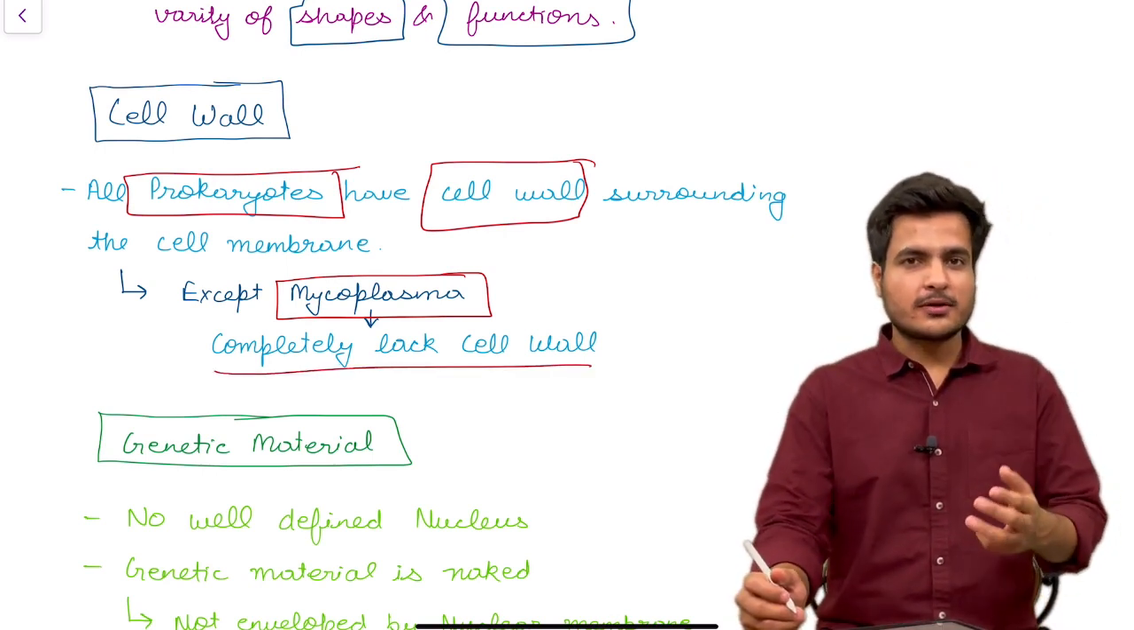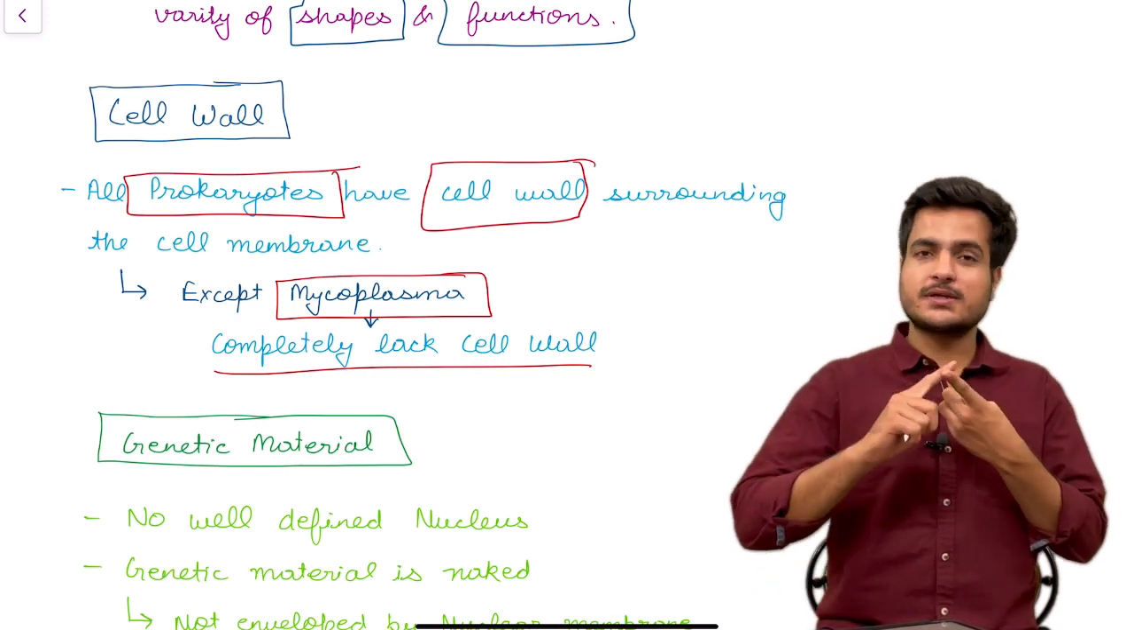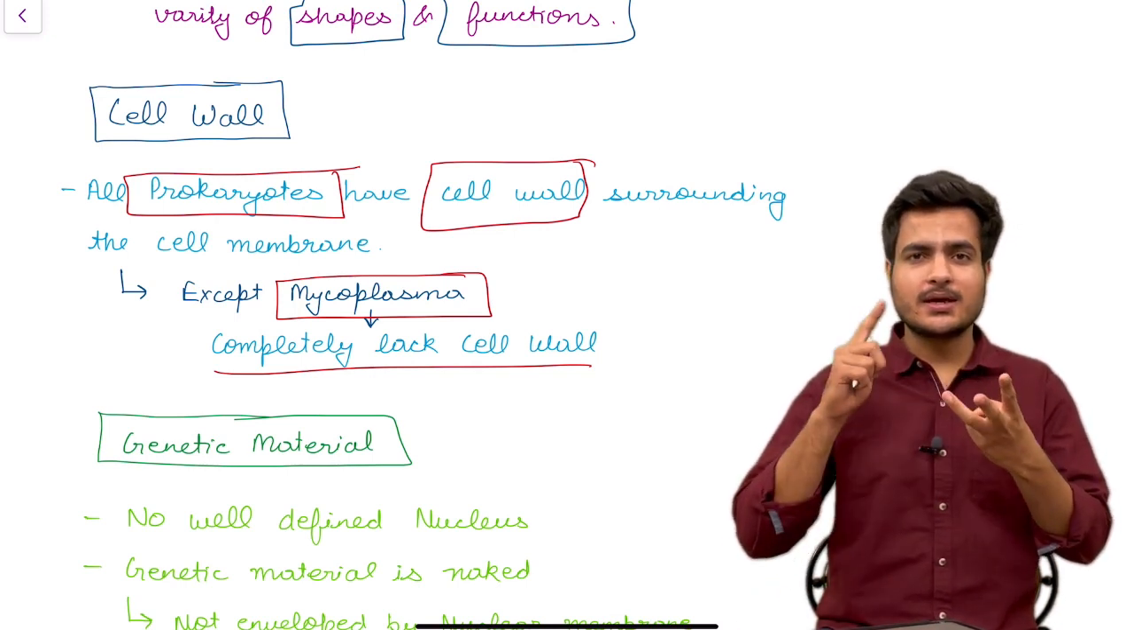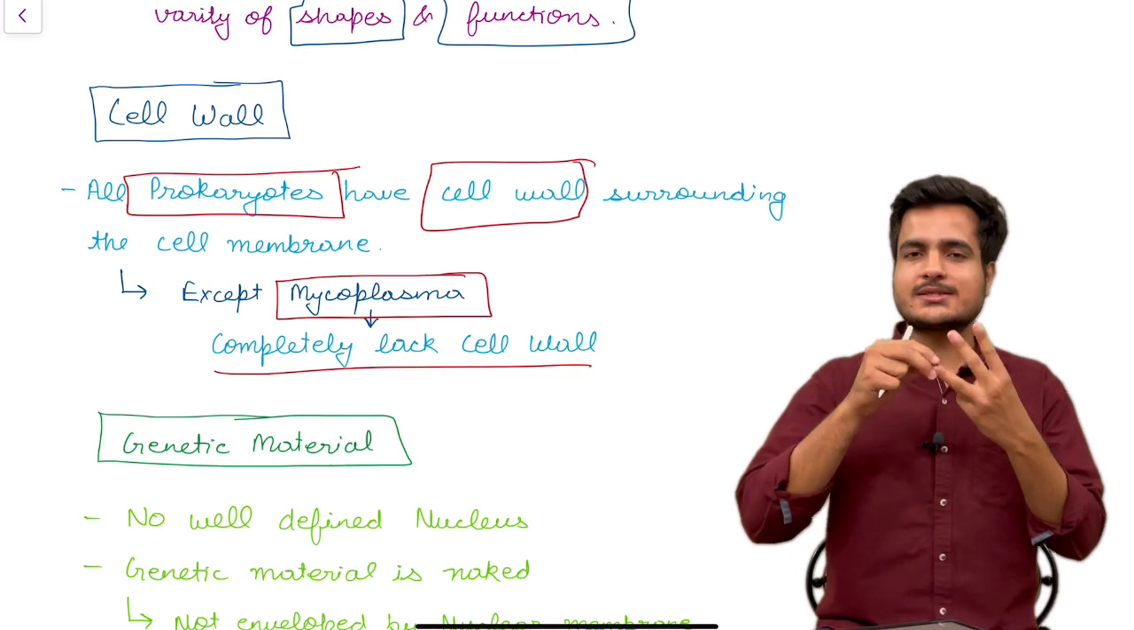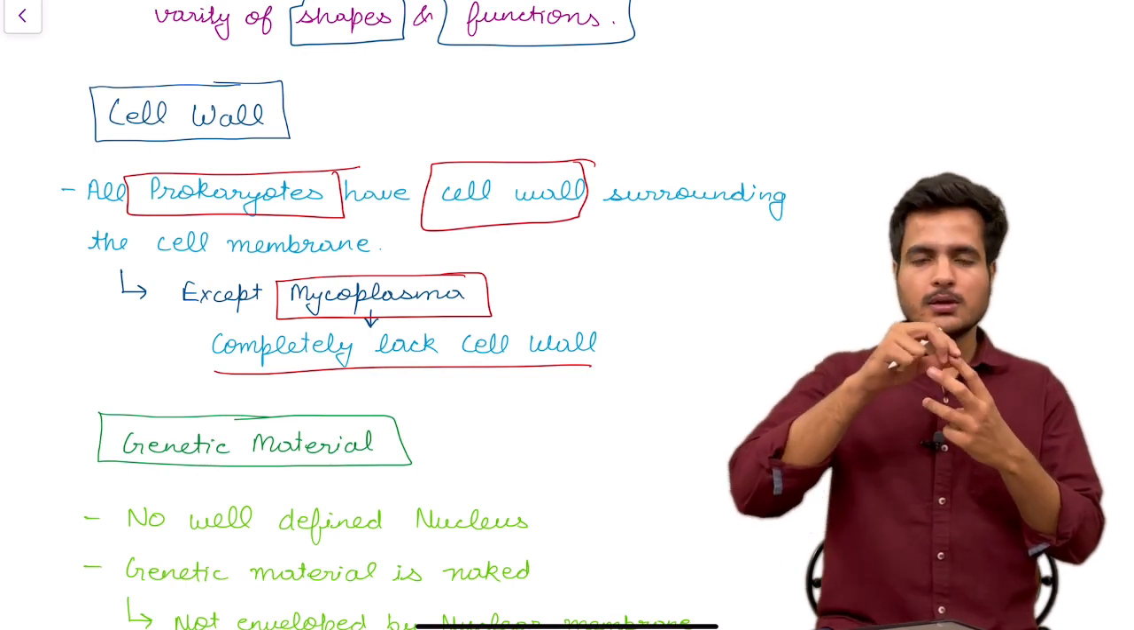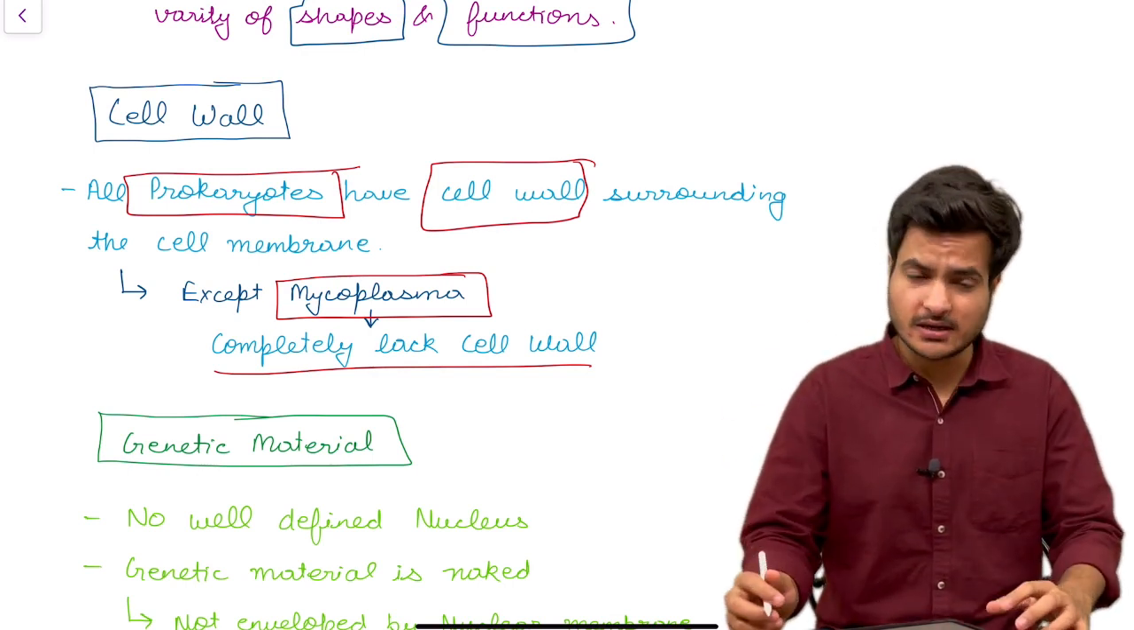So for prokaryotes, we have studied three categories. The first one is bacteria, the other one is cyanobacteria, and the third one is mycoplasma. This third category does not have a cell wall. Both these categories have a cell wall.